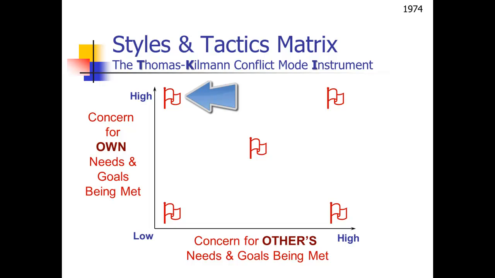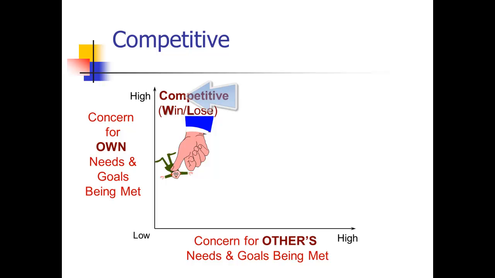So we will start with when it's vitally important from your perspective that you get what you want, and you really don't care whether the other person gets what he or she wants. So high concern for your needs and goals being met, and low concern for the other person's needs and goals being met. And we call that competitive. So a win-lose style. I win, I get what I want, and because I get what I want, you can't get what you want, or you lose.